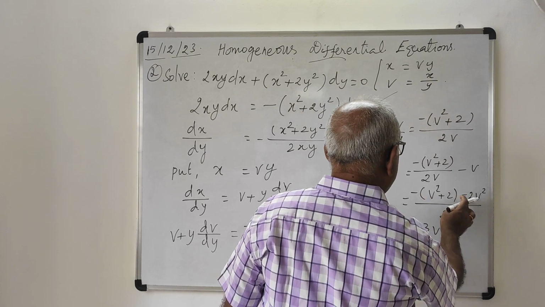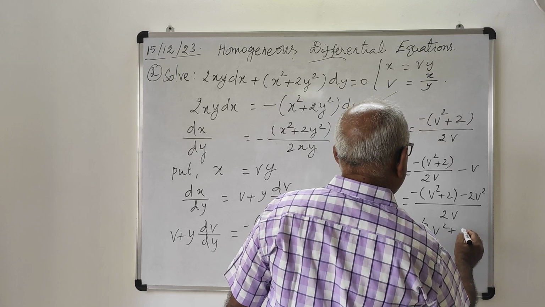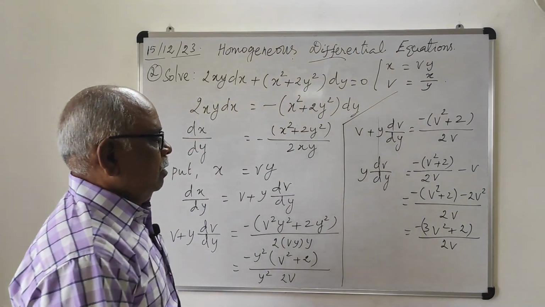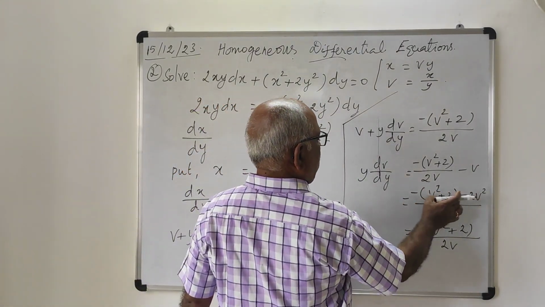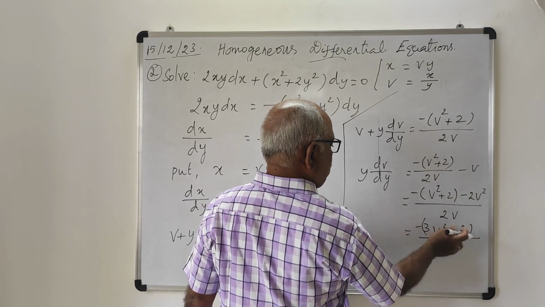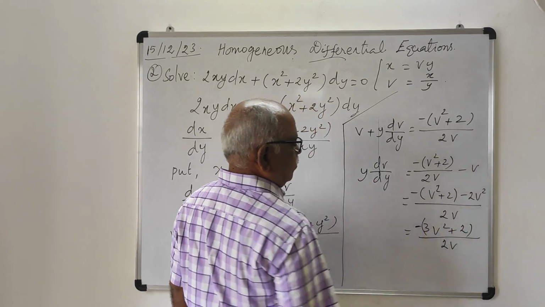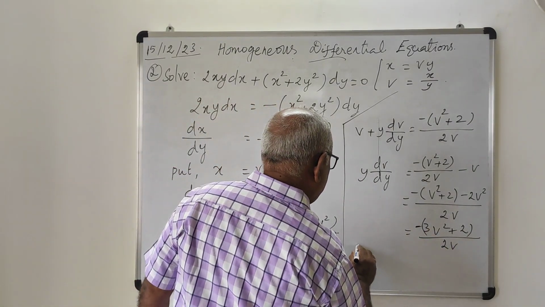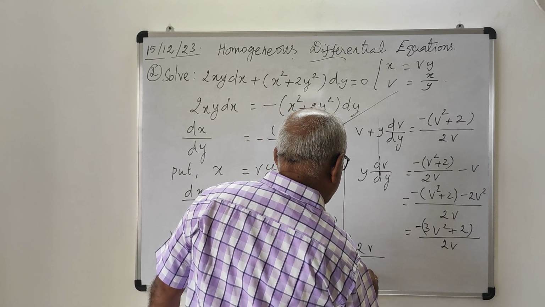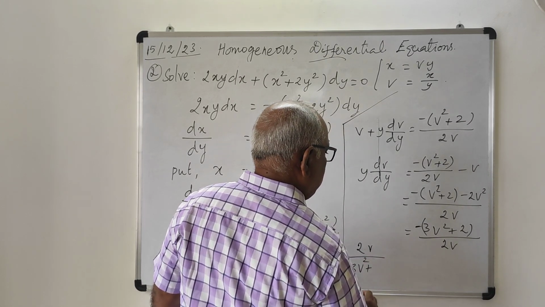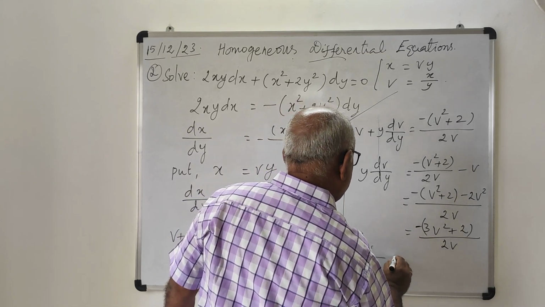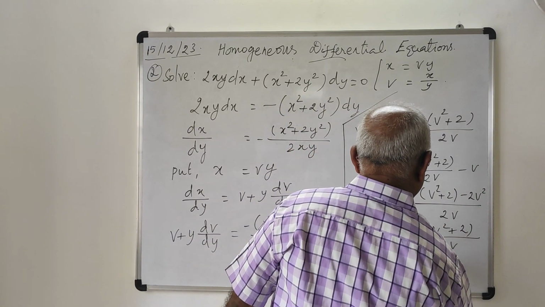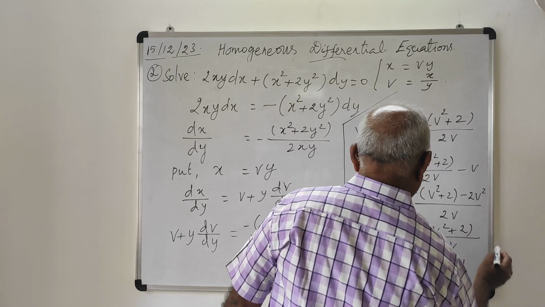Minus v square minus 2v square is minus 3v square, and minus 2. If I take minus common, I will get plus 2. So minus of 3v square plus 2 by 2v. By separating the variables, 2v by 3v square plus 2 into dv equal to minus 1 by y into dy.